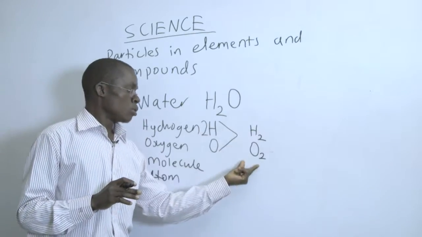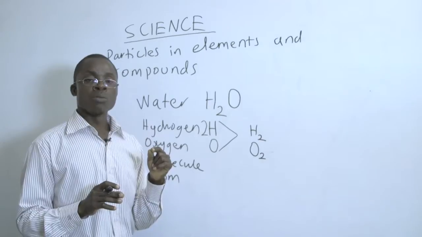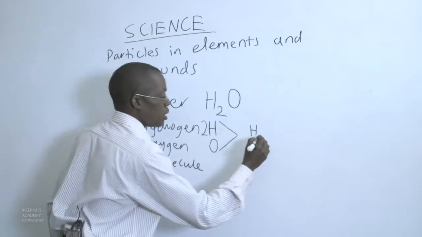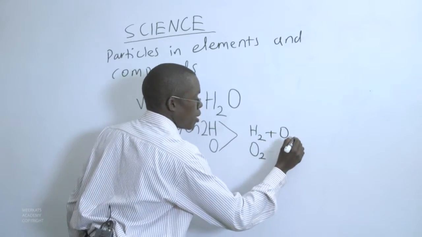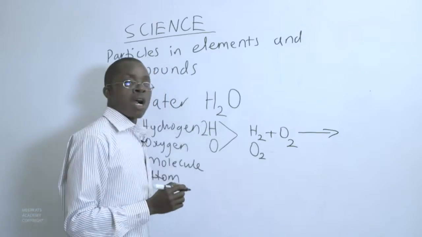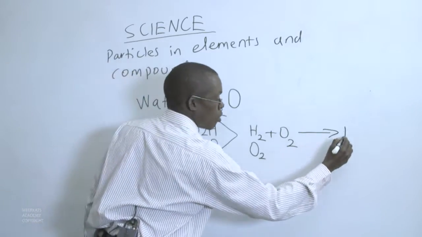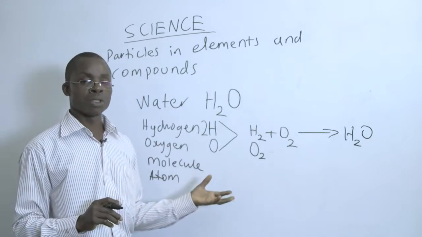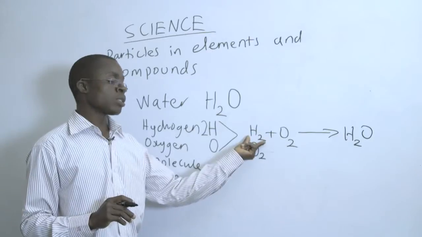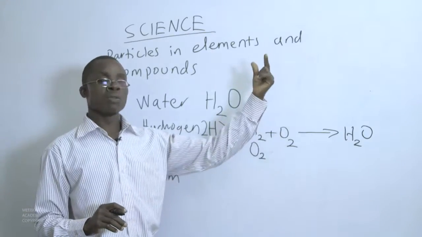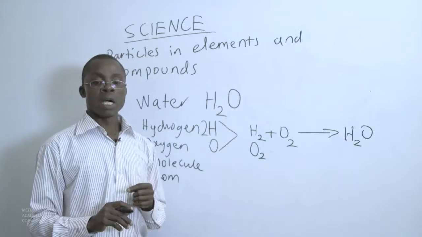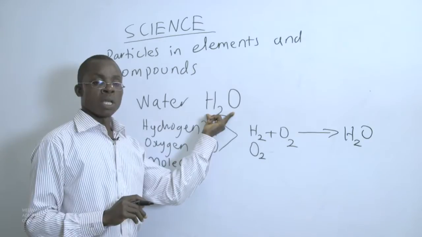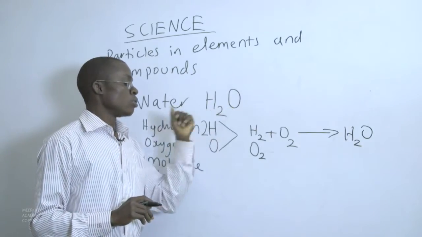For these 2 to combine, it will be in a chemical reaction that we can call combustion. Hydrogen can combine with oxygen in a combustion reaction to form water. So the chemical reaction here will be combustion, where hydrogen gas will burn in oxygen to give water as a product, which is now our molecule here with the formula H2O.